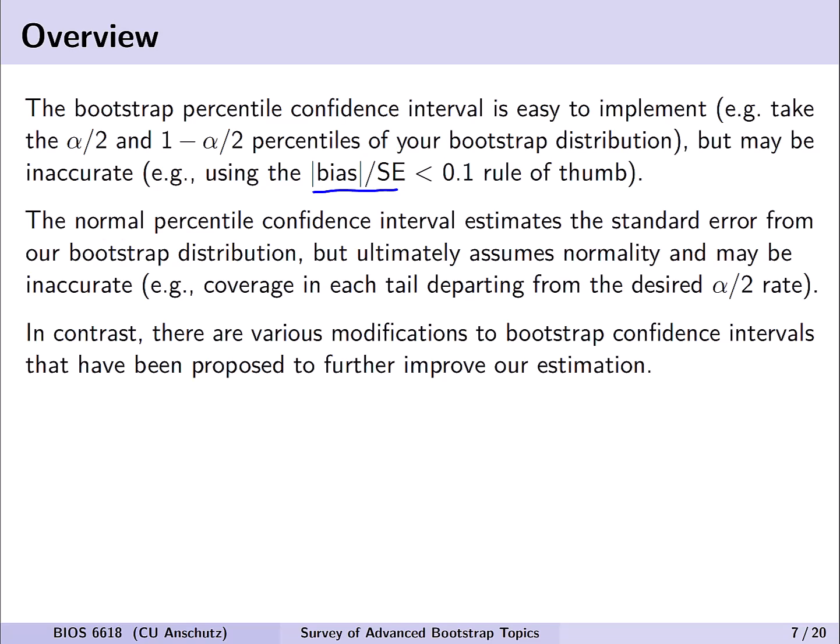On the other hand, we had a normal percentile confidence interval estimate that used the standard error from our bootstrap distribution, but ultimately made an assumption about normality in calculating the interval and test statistic, and it also may be inaccurate in different ways. For example, the summary we did here is that we calculate the coverage in each tail, knowing that theoretically a normal distribution, if appropriate, should have symmetry, and if we depart from that alpha over 2 coverage or rate in each tail, we'd expect there's some other form or interval that might be more appropriate. In contrast, there are, as I've alluded to, many other types of confidence intervals out there that have been proposed to improve our estimation, and we'll talk about a few of those today.